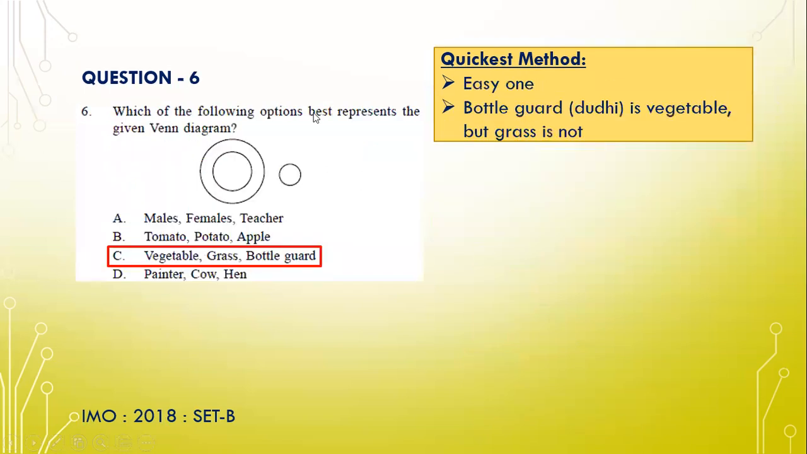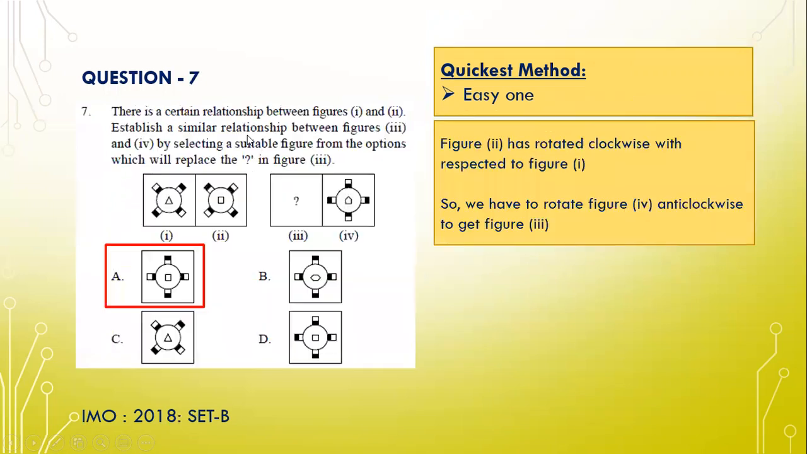Okay, which of the following options best represents the given Venn diagram? So again, easy one. Vegetable, grass, and bottle gourd. Bottle gourd is a vegetable, but grass is not a vegetable. So grass is outside, and bottle gourd, or dudhi, is a vegetable.